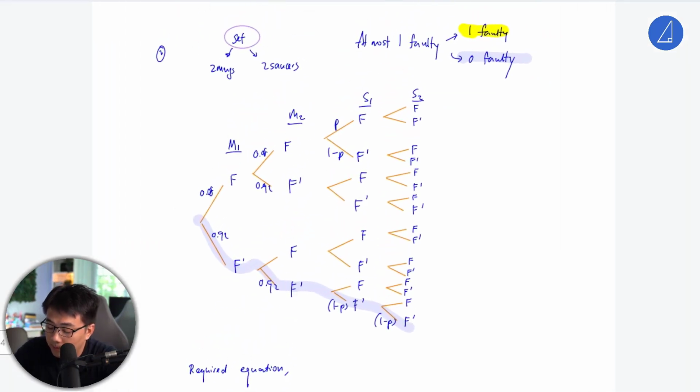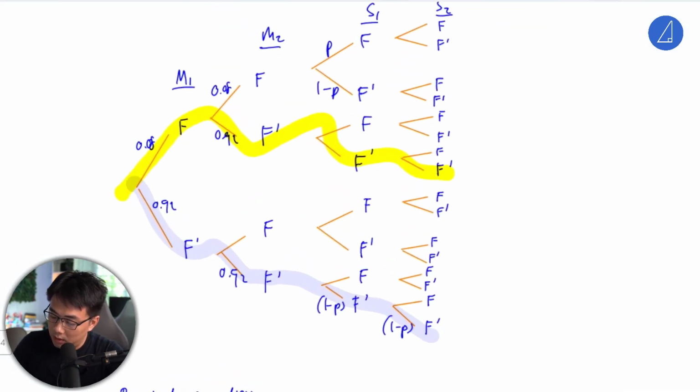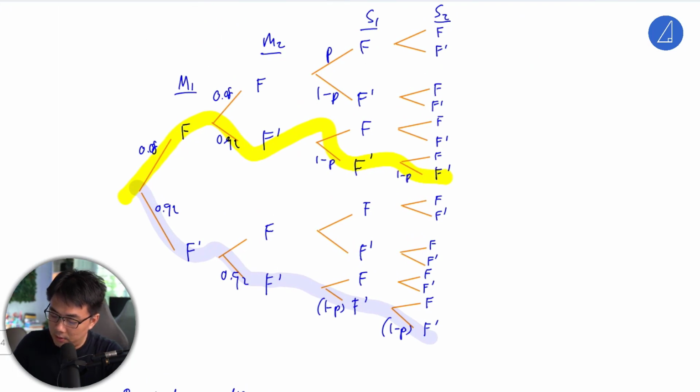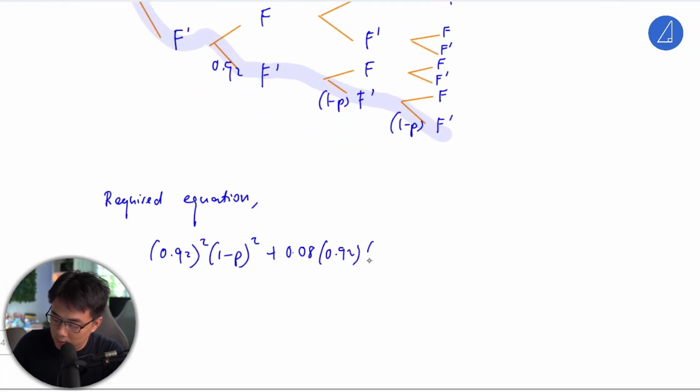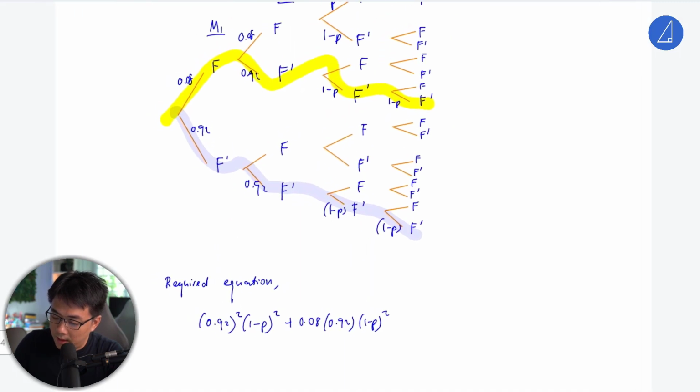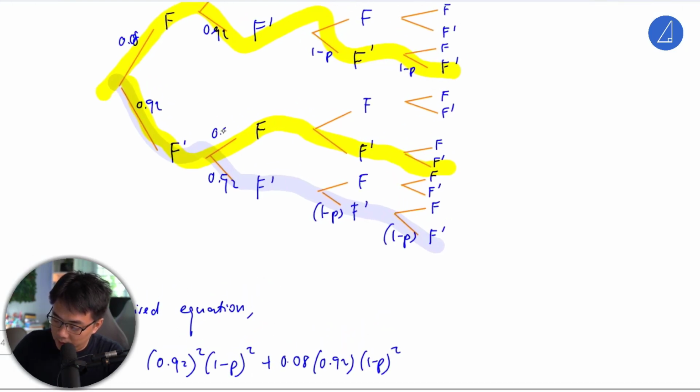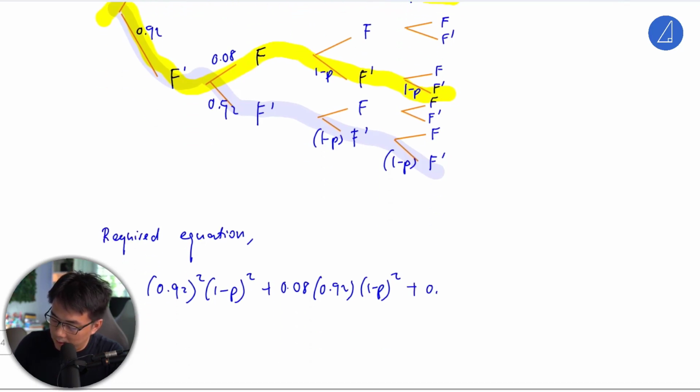Then we're going to go through the branches which contain 1 faulty item. If this is faulty, then definitely the rest have to be non-faulty here, so this is not an issue. Here it will be 1 minus P, 1 minus P. So this case will be 0.08, 0.92, 1 minus P squared. Then the next one, non-faulty, faulty, non-faulty, non-faulty: 0.92, 0.08, 1 minus P squared.